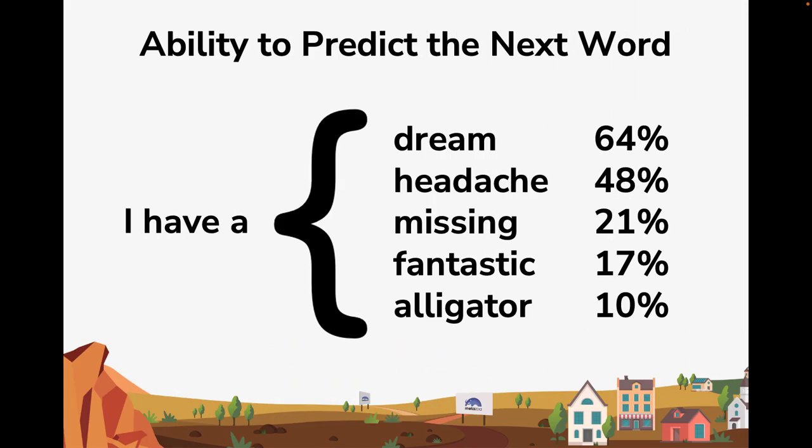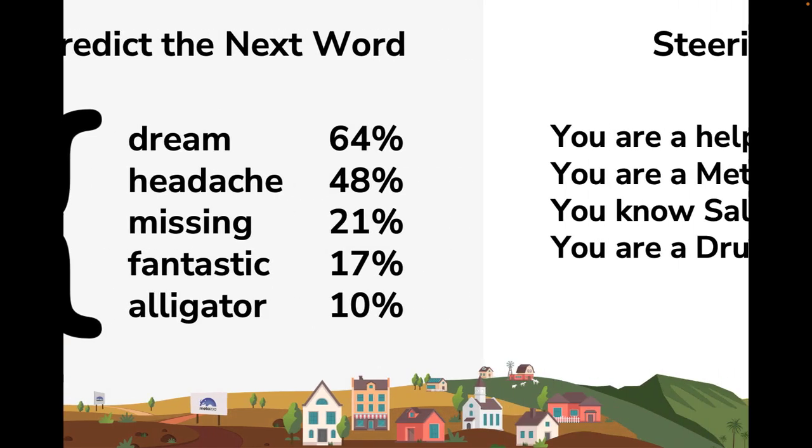Now, these large language models can predict the next word in a sentence. So, for example, "I have a dream" is the most likely next word. But if you say, "I have an alligator," that's going to be a lot lower probability. Now, of course, your prompt might be about alligators, but in general, you want to keep those probabilities as high as possible to get great results and avoid hallucinations.